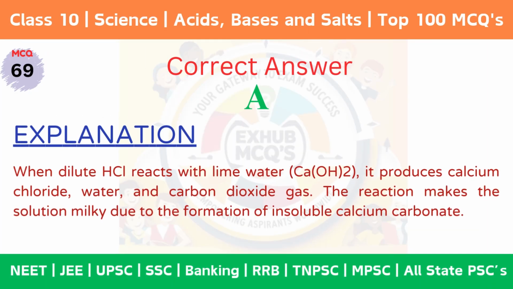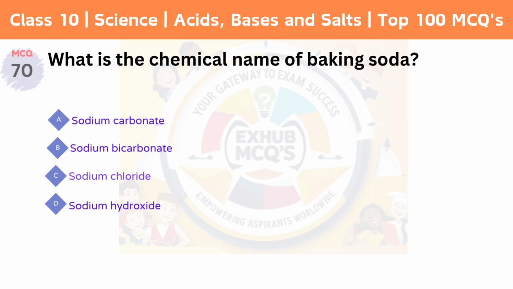The correct answer is option A, turns milky. Explanation: when dilute HCl reacts with lime water, Ca(OH)2, it produces calcium chloride, water, and carbon dioxide gas. The solution turns milky due to the formation of insoluble calcium carbonate.